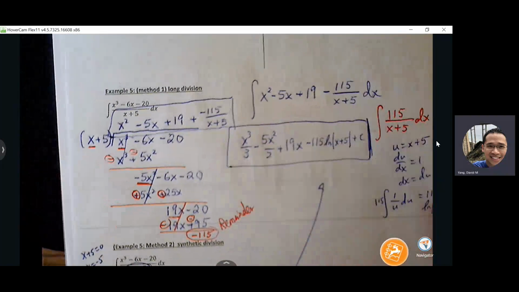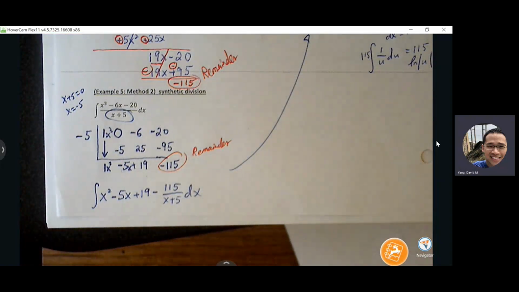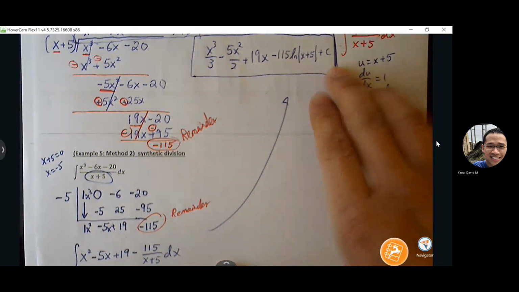We end up with the same problem that we got using long division, but it's a lot cleaner, with a lot fewer things to keep track of. If we go through this process, power rule, U substitution, we're going to get the same answer.